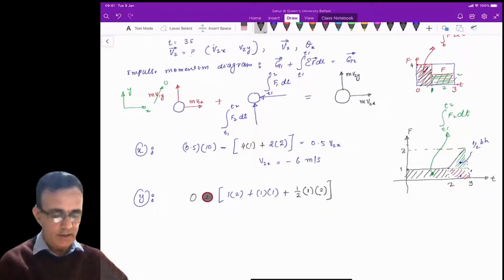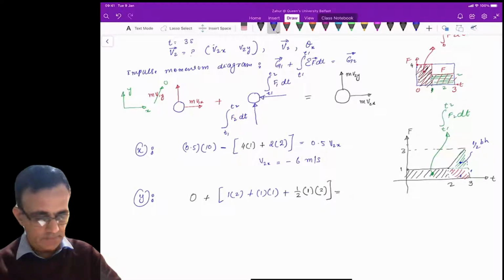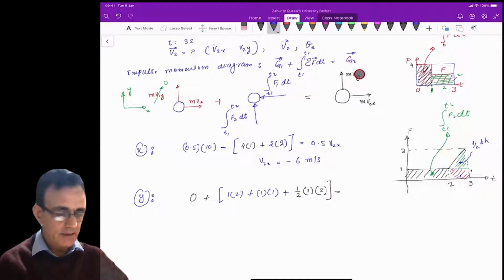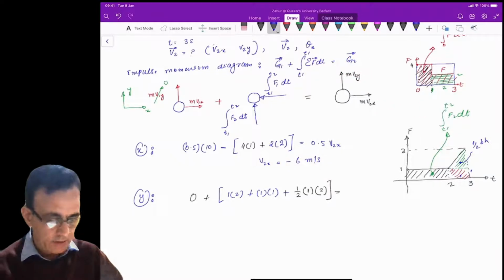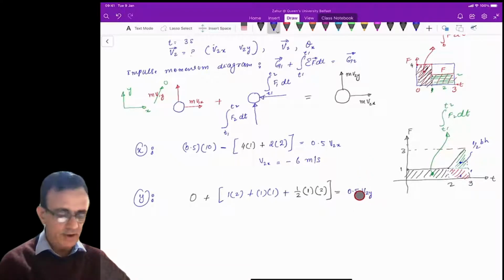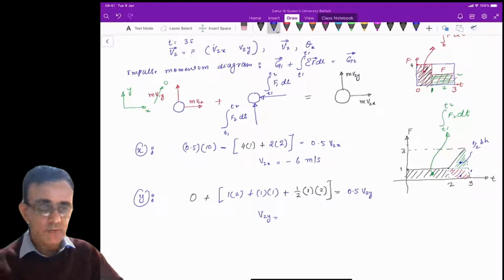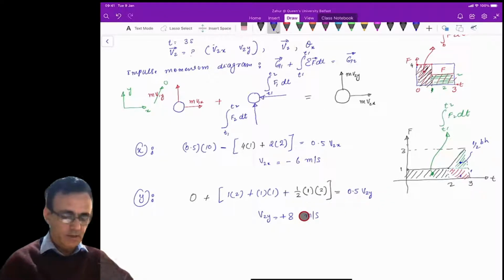So this is the impulse, which was the integration of the force with respect to time from 0 to 3. And then on the right hand side, what we have is the final momentum in the y direction, which is mv2y, and we know the mass is not changing, so it will be mass times velocity in the y direction, v2y. Now in this equation, the only unknown is v2y. If you do the calculation, you will get v2y equal to 8 meters per second, and this will be a positive value.